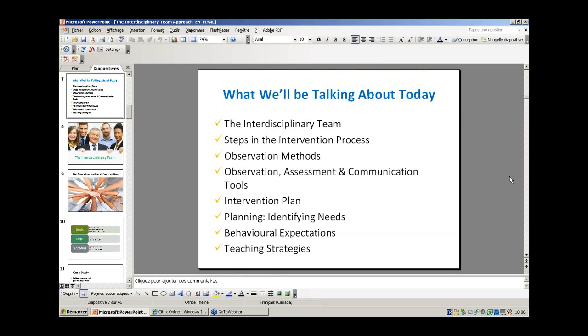Good morning, everyone. So what I'd like to talk about this morning is really about what we are referring to when we address interdisciplinary team. What are some of the steps in the intervention process, observation methods, observation, assessment, and communication tools. Also look at intervention plan, the planning aspect of it, behavioral expectation, and teaching strategies.